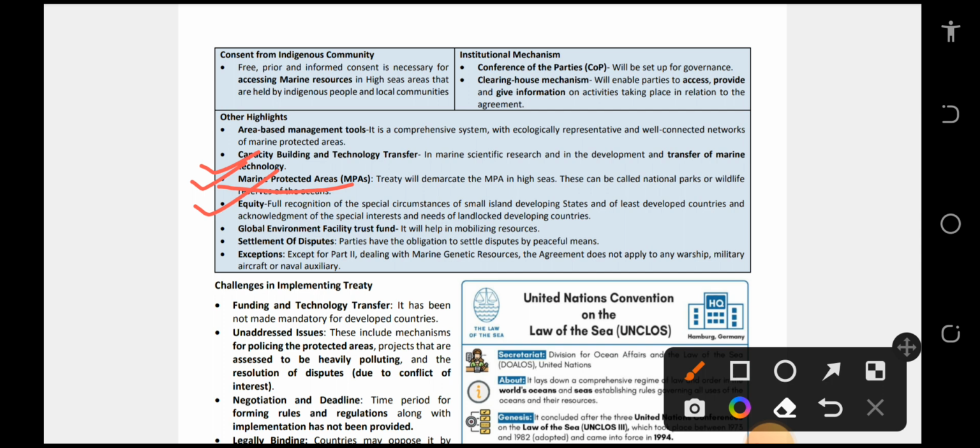Next is equity. What is equity? Full recognition of the special circumstances of small island developing states and of the least developed countries, and acknowledgement of the special interests and needs of landlocked developing countries. Next is the Global Environmental Facility Trust Fund. It will help in mobilizing resources. Settlement of disputes: parties are obligated to settle disputes by peaceful means. Exceptions: except for part three, dealing with marine genetic resources, the agreement does not apply to any warship, military aircraft, or naval auxiliary.